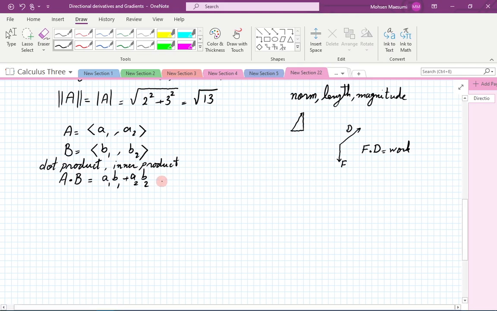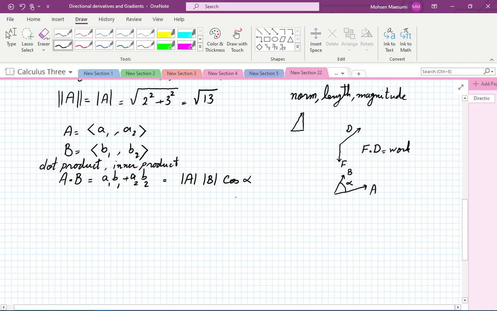Now, mathematically speaking, we have a major idea here, that the dot product is equal to the length of the first vector times the length of the second vector times cosine of the angle between the two vectors. So if I have vector A and vector B, and there is some angle between them, let's call it alpha. So the dot product happens to be the product of the lengths of the two vectors and the cosine of the angle between them.